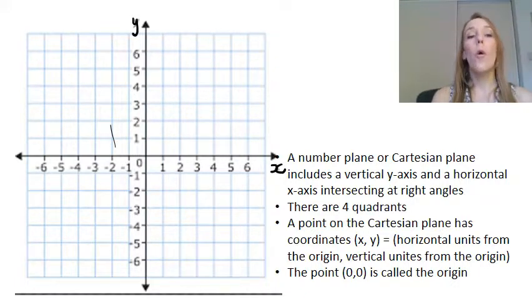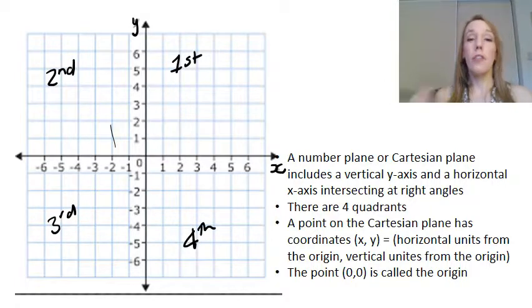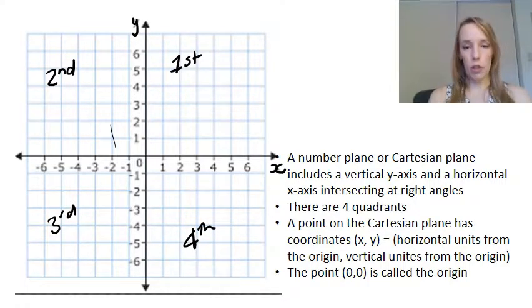There's also four quadrants in a Cartesian plane. This is the first quadrant. This is our second, our third, and our fourth. You will have to know these. That's one of our learning goals, so make sure you know the quadrants. You're just traveling around in an anti-clockwise direction.